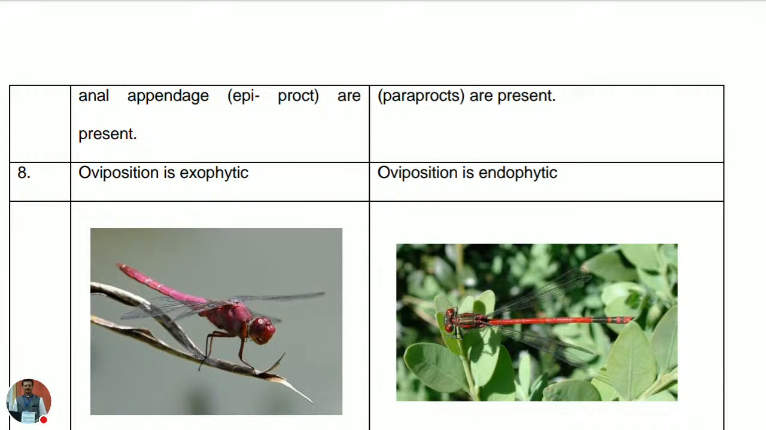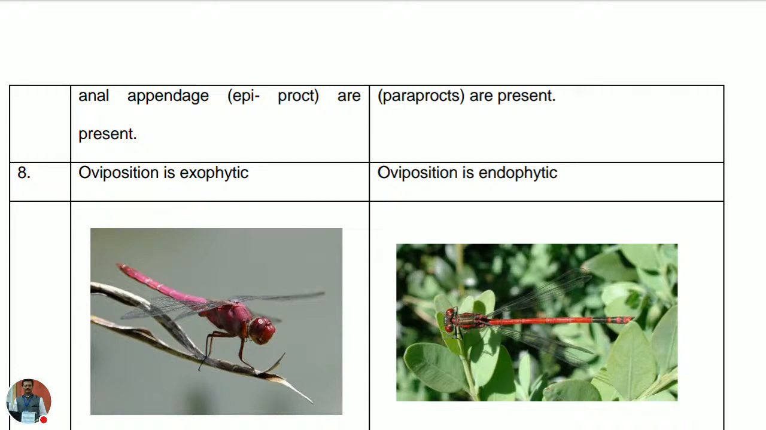But in case of damselflies, the oviposition is endophytic. Endophytic means here the oviposition is done in the tissues of the plants which are either very close to the water body, or the eggs are laid in plants which are standing in the water body itself.